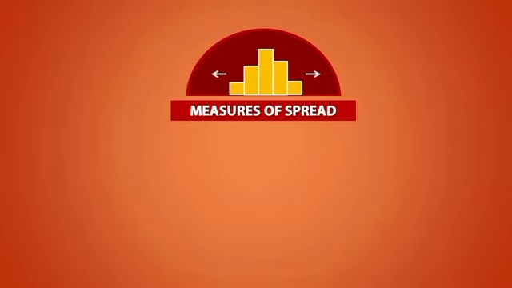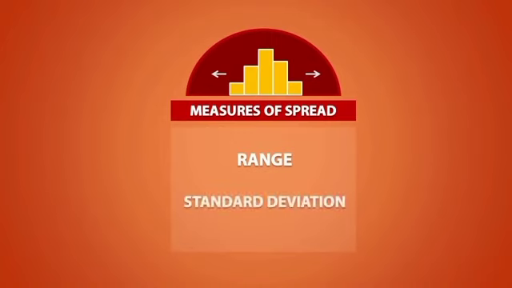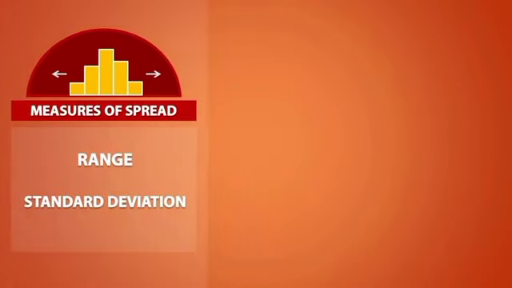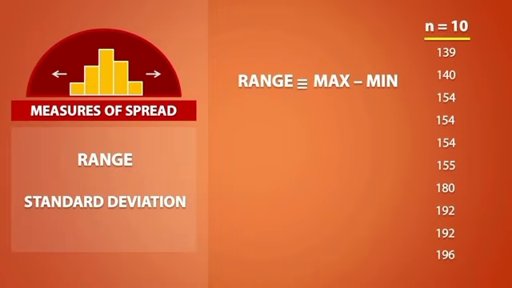Now let's talk about the measures of spread. This includes the range and standard deviation. Both of these values measure spread in a different way. The range is simply the maximum minus the minimum, so it tells us how much room a distribution takes. In this dataset, the range is equal to the largest number, which is 196, minus the smallest number, which is 139. As a result, the range is equal to 57.